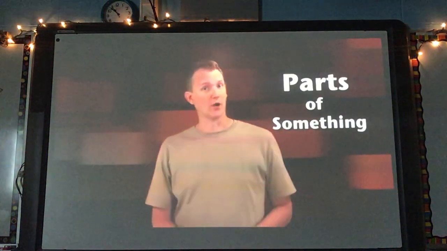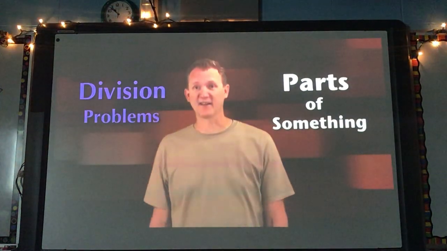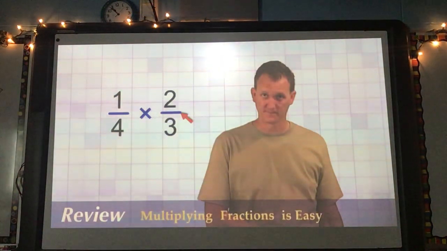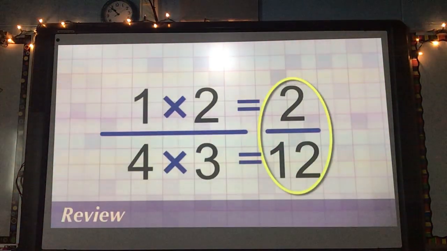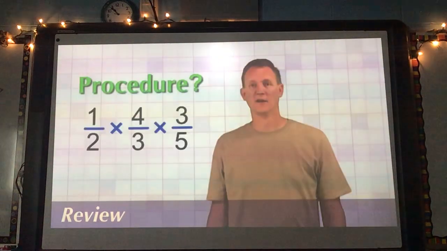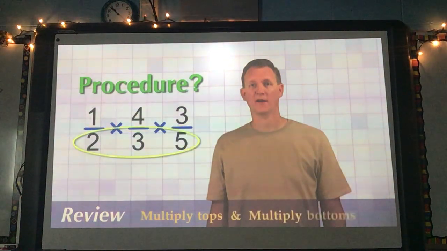So, whether you think of fractions as parts of something or as division problems, the procedure for doing the multiplication is exactly the same. Let's do a quick review of what we've learned. Multiplying fractions is even easier than adding fractions. It's easy because order of operations says that we can do the multiplication before the division. The procedure for multiplying fractions is to multiply the top numbers to get the answer's top number, and multiply the bottom numbers to get the answer's bottom number.